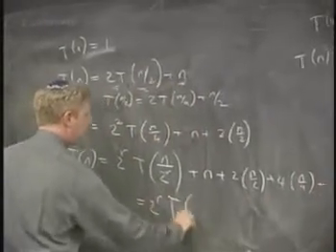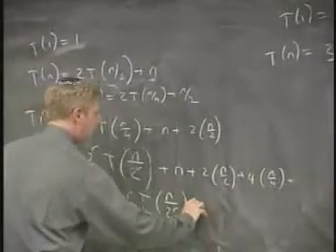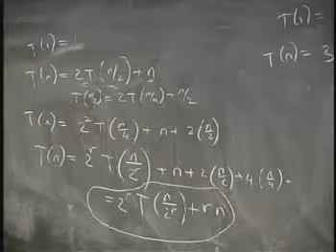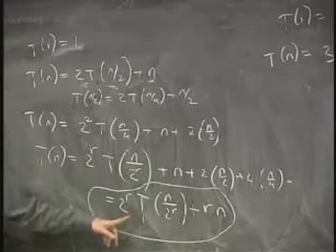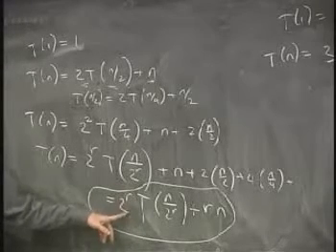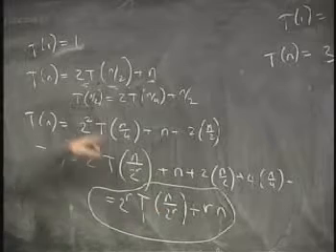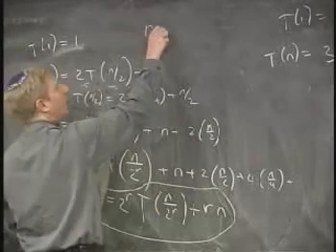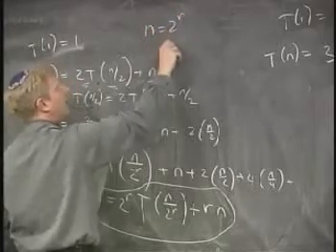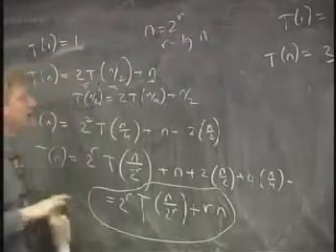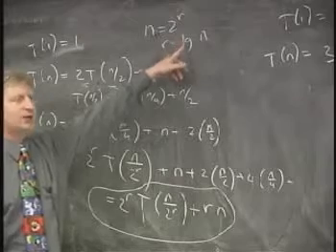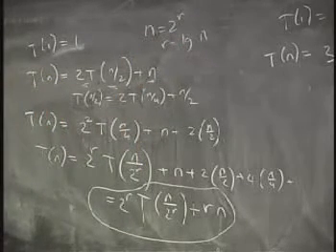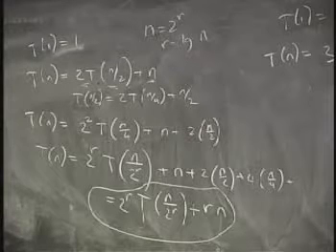2 to the r, T of n over 2 to the r, plus r times n. And we'd like to make this T disappear. How do we make this T disappear? We need n divided by 2 to the r to be equal to 1. That means n equals 2 to the r, and r equals log base 2 of n. There's a convention that if I mean base 2, I'm just going to write lg. It saves me from writing the little 2 underneath all the time. So r equals log base 2 of n.